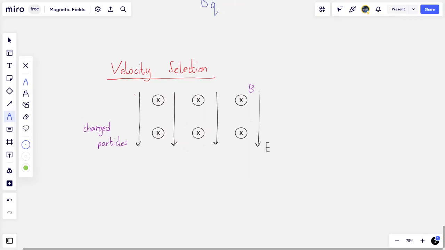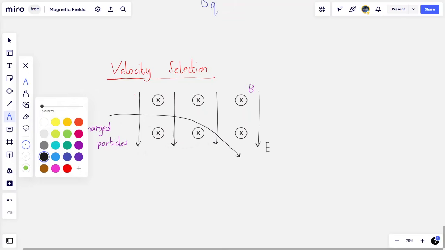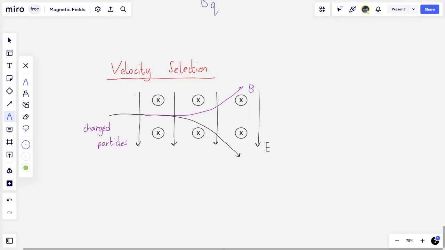Now, if positively charged particles move into the field, then I know that the electric field will pull these particles downward. What I also know is that the magnetic field will do the opposite. The magnetic field will pull these charged particles upward, since the magnetic force will be upward if we use Fleming's left-hand rule.